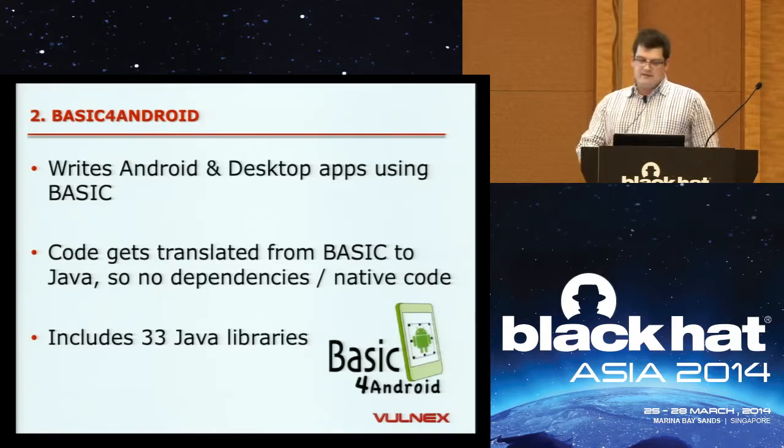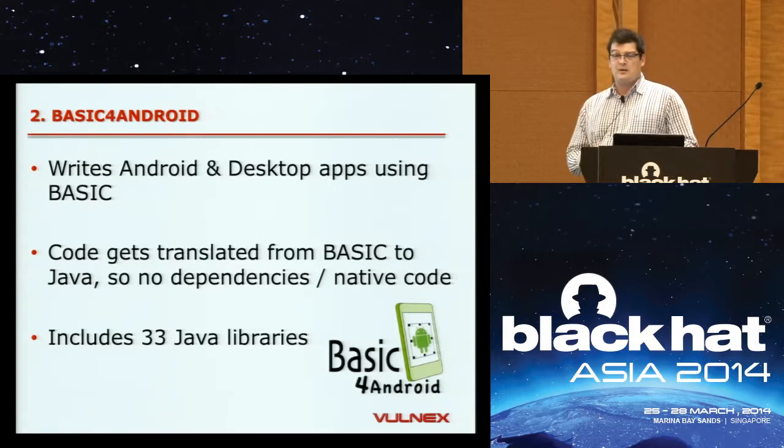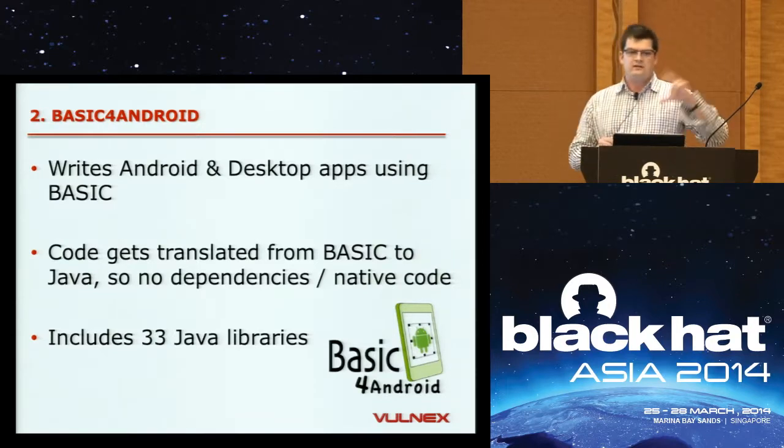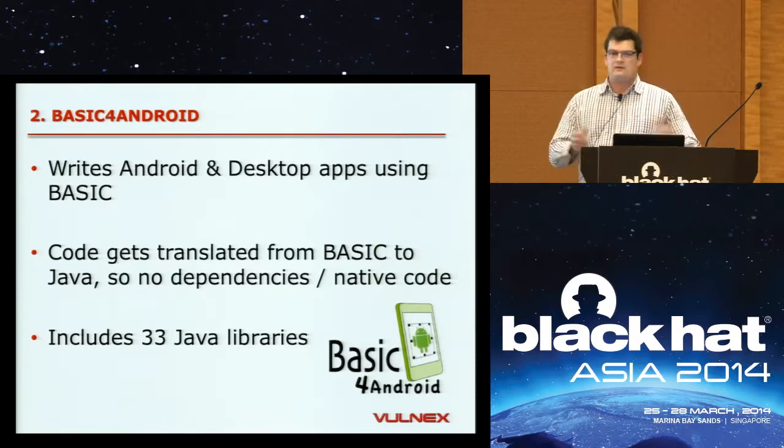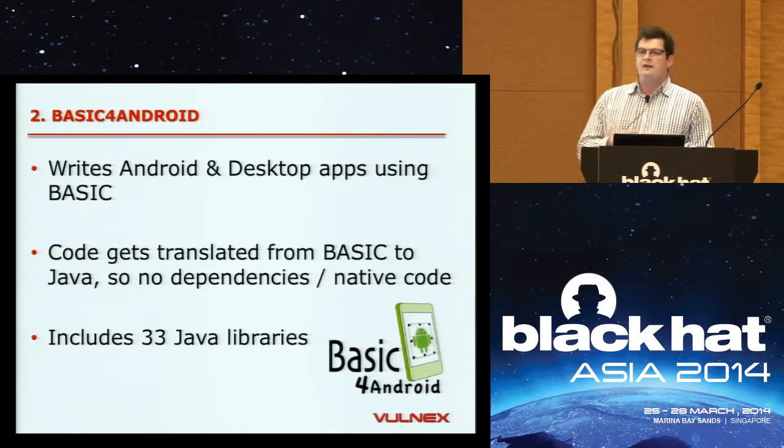One other thing is that BASIC for Android includes about 33 Java libraries. For example, I'm writing an application using basic that connects to the internet or reads from a database or whatever. When it gets compiled and translated to Java, the development framework will include those libraries, the network library, database library and all that stuff in Java. So my application gets converted from basic to Java, and it will include all these Java libraries in the app.